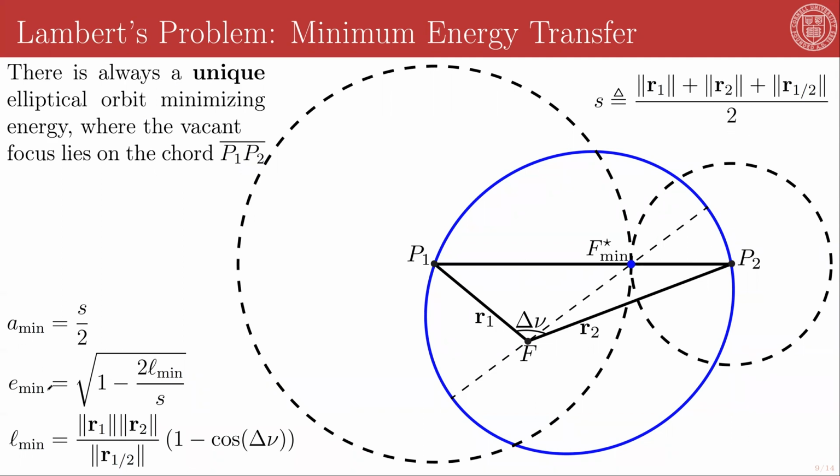Using what we know about two-body orbits, we can then figure out the eccentricity of this minimum transfer, which will be given by the square root of the quantity 1 minus twice the semi-parameter over S, and the semi-parameter will be equal to the norms of R1 and R2 multiplied together, scaled by the norm of the relative position vector times the quantity 1 minus cosine of the transfer angle delta nu.